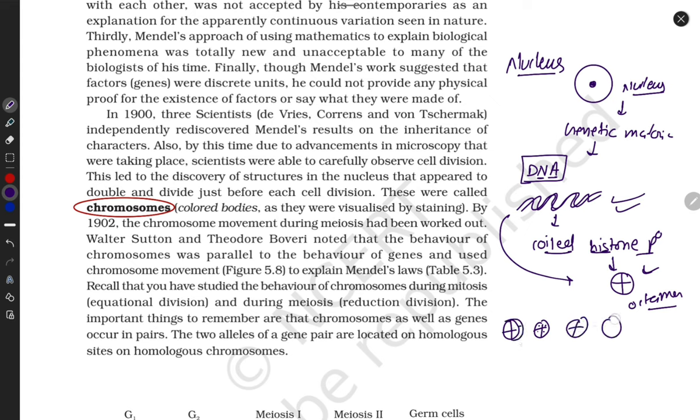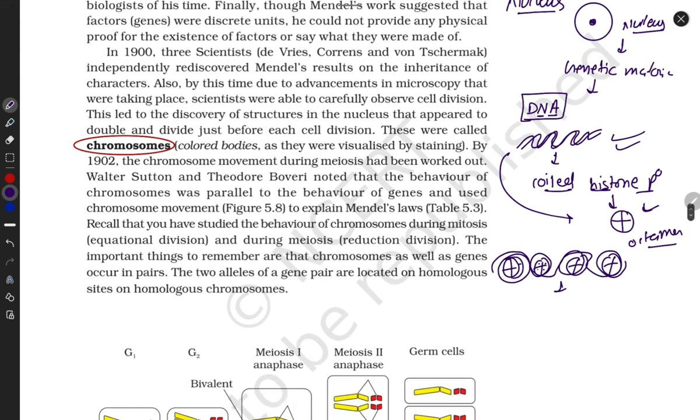Guys, here what will DNA do? It coils itself. Coiling further carries on, and they make a coiled structure. At the last stage, what? They make chromosome. If we zoom this part, now they are in this much. If we unfold this part, then the histone protein is arranged in a different manner. This is the DNA, and this is the histone. When they super coil, they form chromosome.